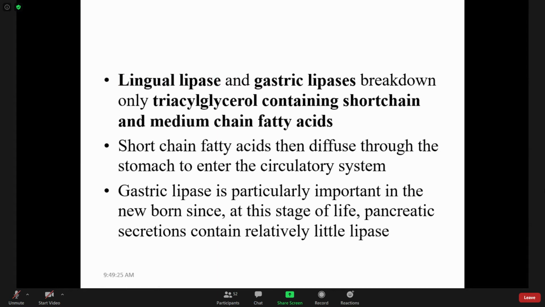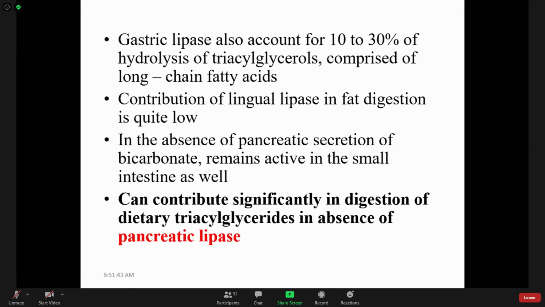Apart from that, gastric lipase also accounts for 10 to 30% of hydrolysis of triacylglycerols containing long chain fatty acids. The good substrate for gastric lipase and lingual lipase is triacylglycerol containing short chain and medium chain fatty acids. Gastric lipase is also able to hydrolyze triacylglycerol containing long chain fatty acids, but its contribution to this is very small, around 10 to 30%.